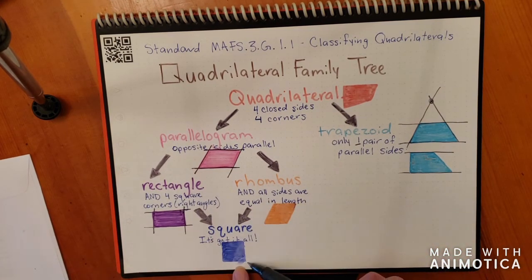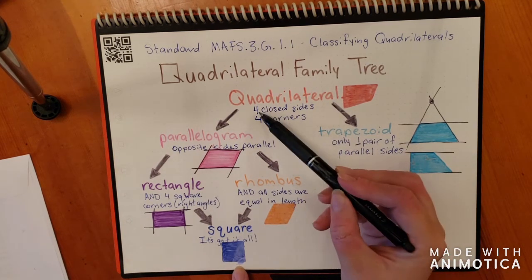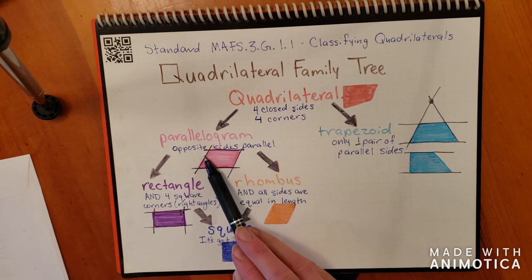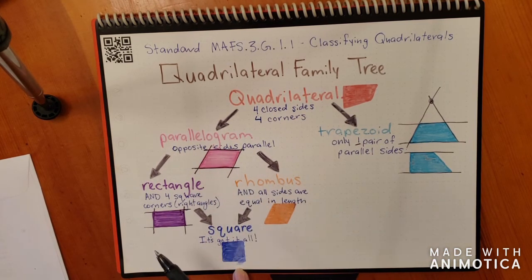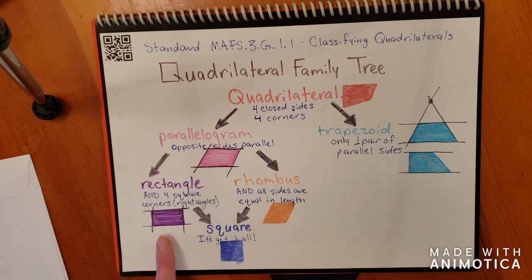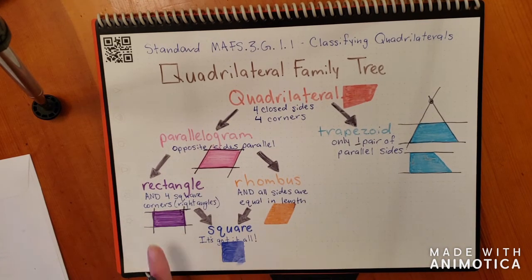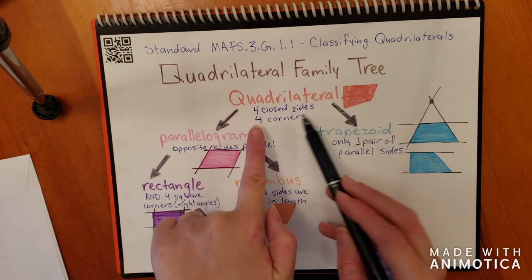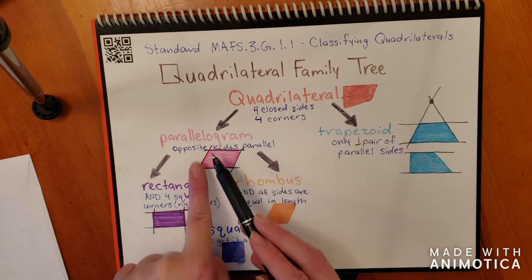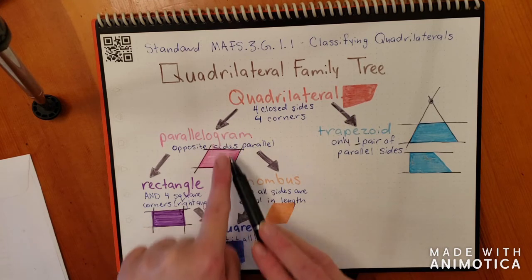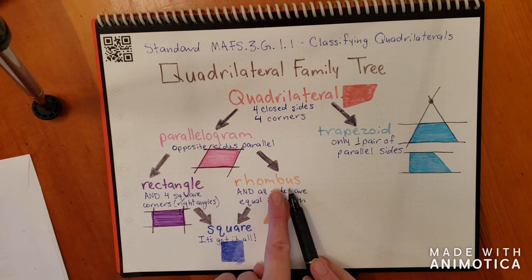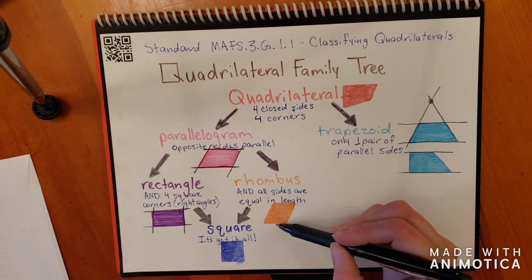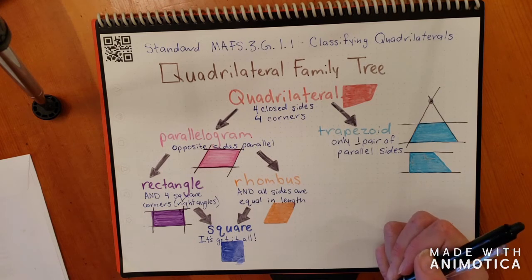Now, to be a square, it has to be a quadrilateral, 4 closed sides, 4 corners. It has to also be a parallelogram. Opposite sides are both parallel, 2 pairs of parallels. It has to be a rectangle, that it has 4 sides and 4 corners. And it has to be a rhombus. So a quadrilateral, 4 closed sides and 4 corners. The parallelogram, opposite sides are no touchy-touchy, parallel. And the rhombus, all sides are equal in length. So our sides are all the exact same length.